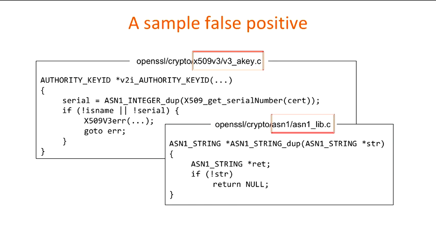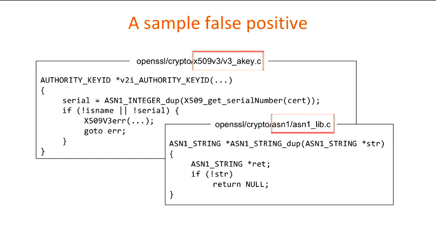Here on the right side, we see the caller calling the function x509getZeroNumber. And that function can return a null value for an error. And that potentially null value is passed to the integer duplication function. And that might look pretty bad because you might be dereferencing a null value.